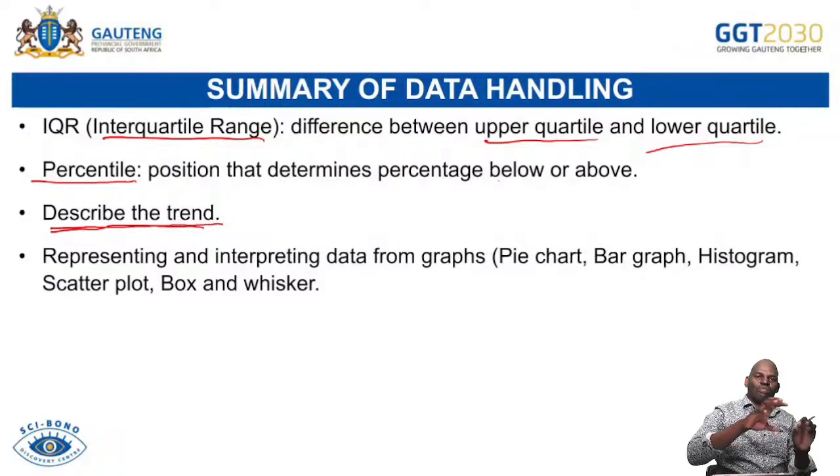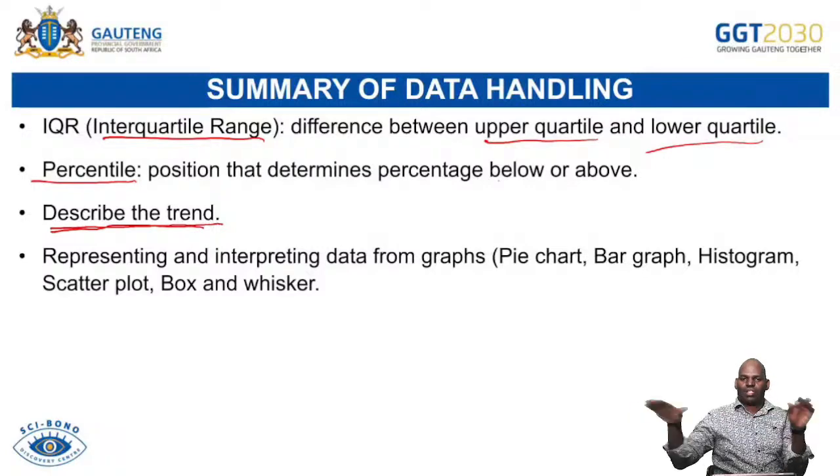But in some cases, you'll find that the data values in the graph are increasing, and by so doing you'll be describing the trend. But in some cases, you'll say from this point to this point, it's increasing, but from this point to the other point, it's stable or it's flat, it's not increasing.